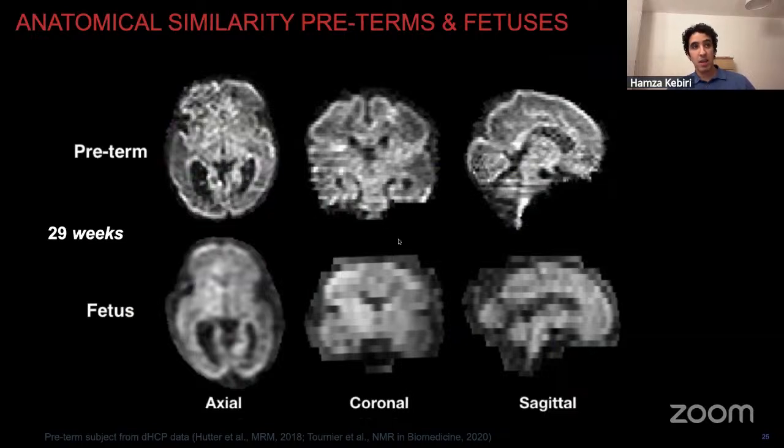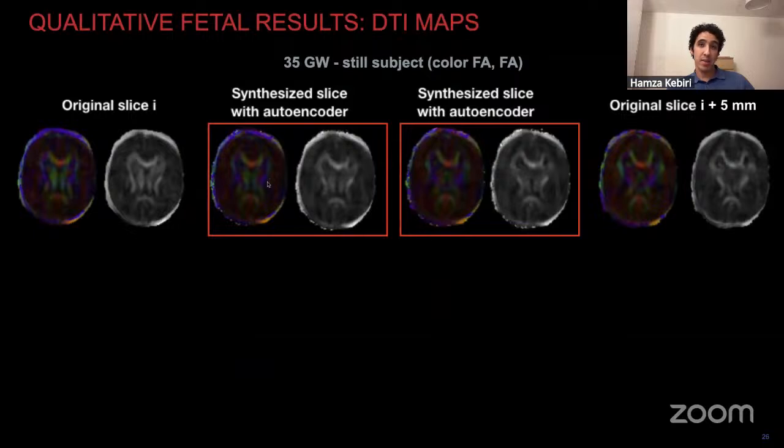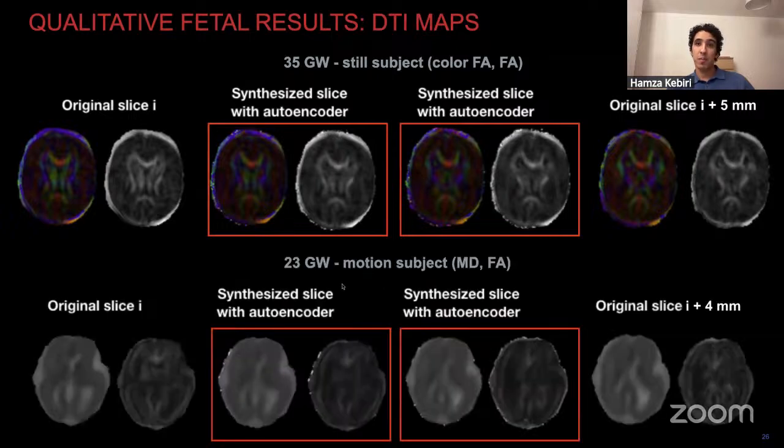Then again, with this apparent similarity between preterms and fetuses, we trained the network only on preterms and then tested it on fetuses, and we could get smooth maps. This is the original slice, this is the next slice 5 millimeters later, and this is what's in between. Also in a subject that is even younger and that had motion, we had to correct first for the motion, and then predict these 2 slices. But of course, a more thorough evaluation would be better.